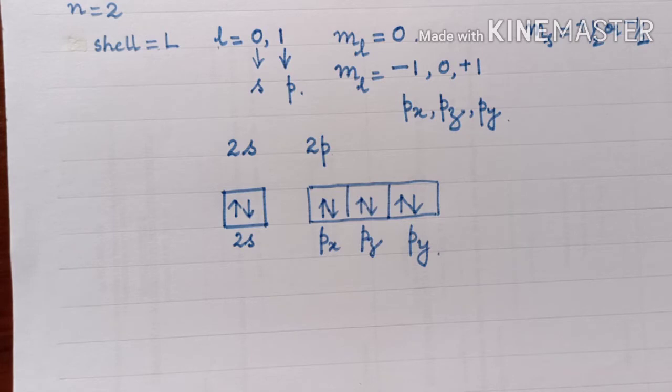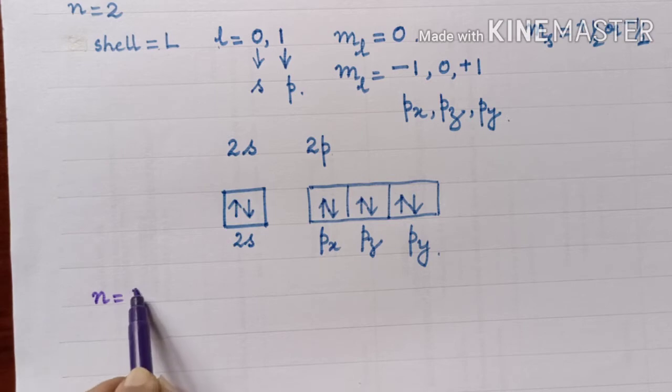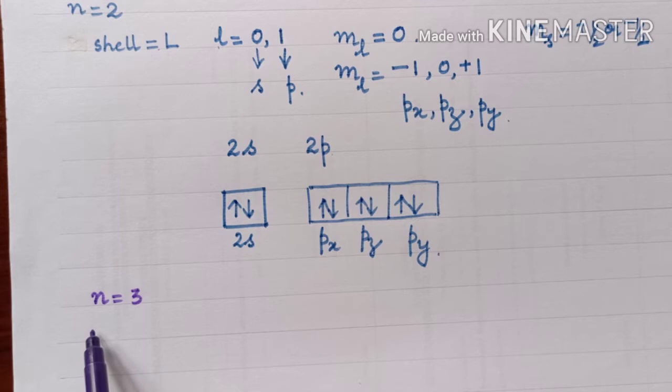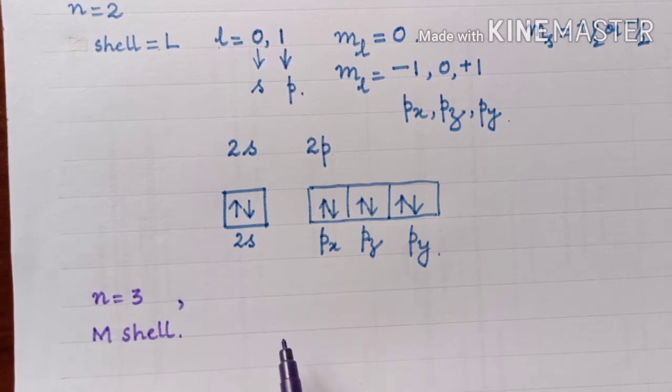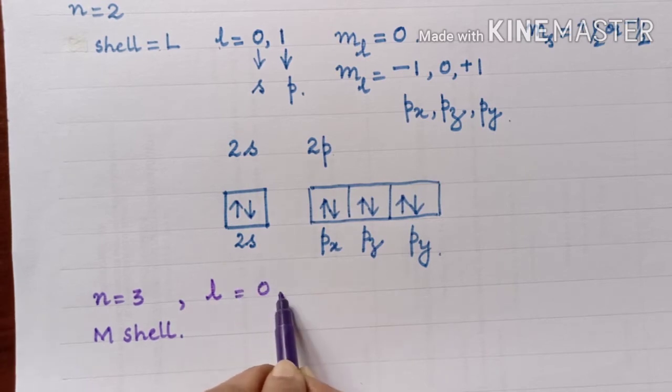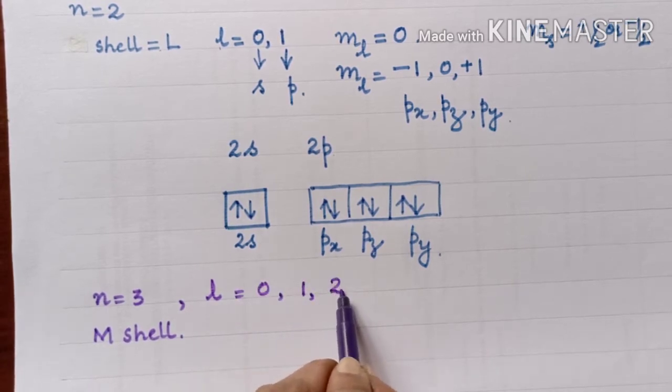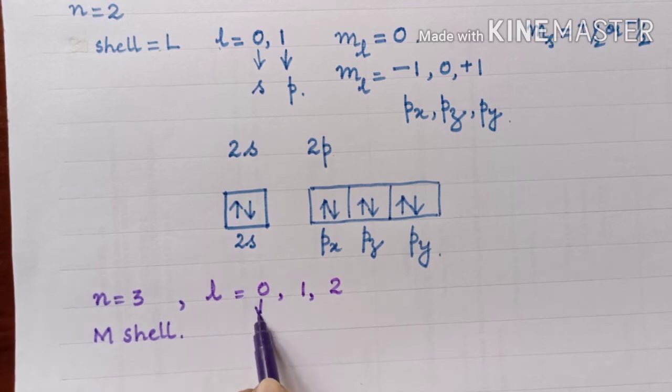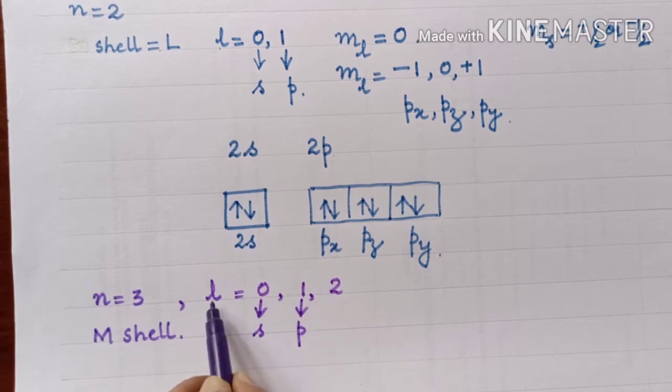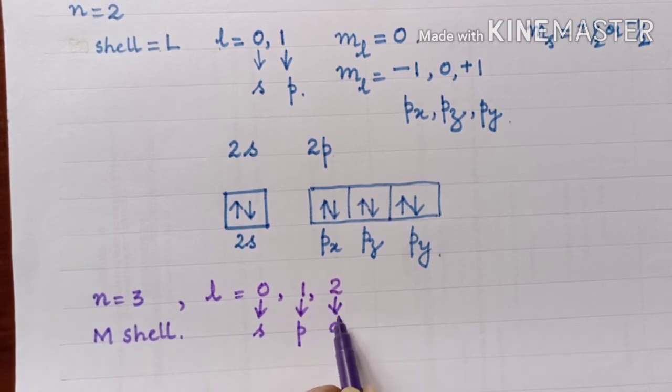Now we shall see the quantum numbers related to n value equal to 3. When n value is 3, the shell is known as M shell. So when n value is 3, what are the different values for L? L can start the value starting from 0, 1 and 2. If L value is 0, it denotes s orbital. L value is 1 means it is p orbital. L value 2 means it is d orbital.